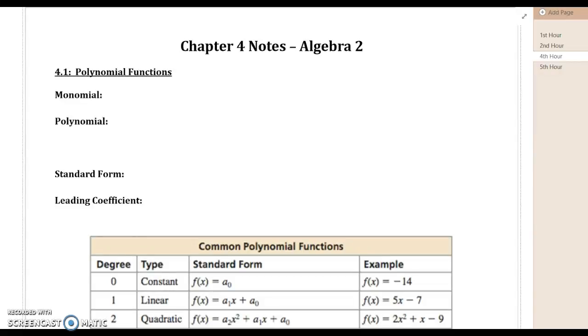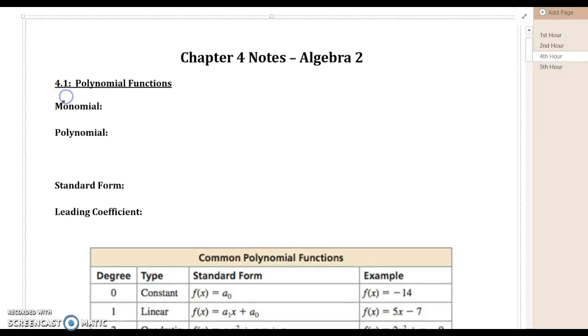Today we're going to talk about polynomial functions. First, we're going to talk about a monomial. Mono is a prefix that means one. So a monomial is one term.